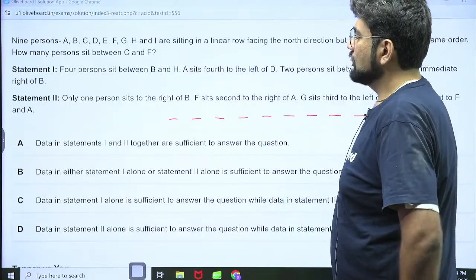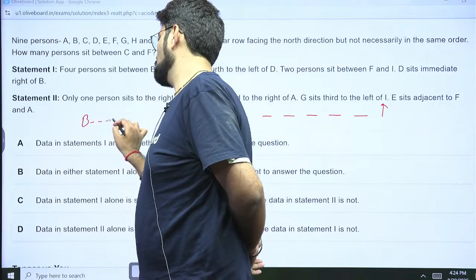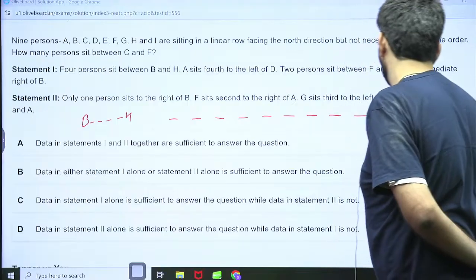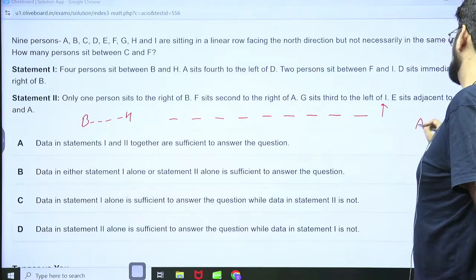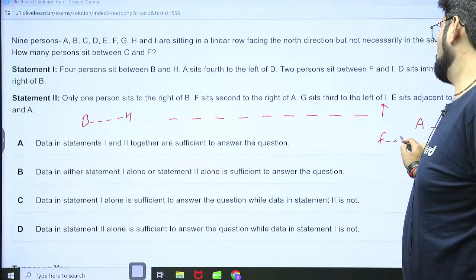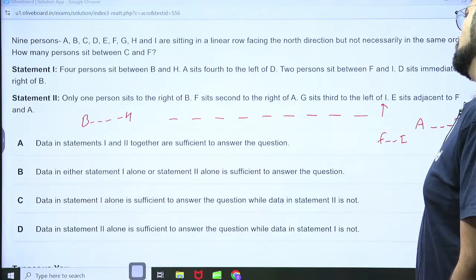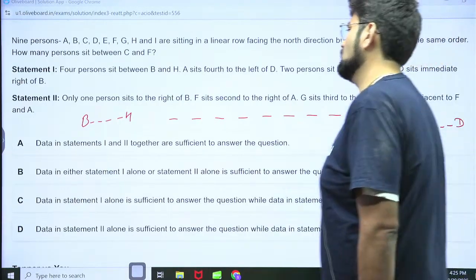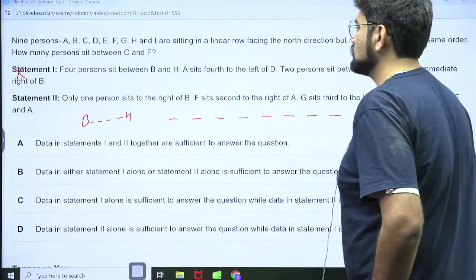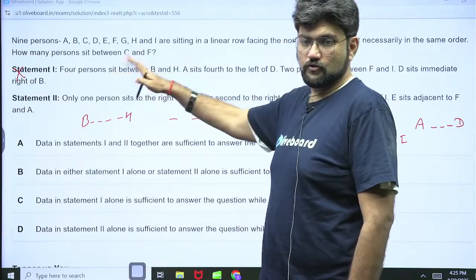Okay. 4 persons sit between B and H. Okay. A sits fourth to the left of D. Two persons sit between F and I. D sits immediate right of B. But does that give you any information? No. Only one person sits to the right of B. So B sits here. But don't write D now. Okay. Because you don't remember anything from statement 1.